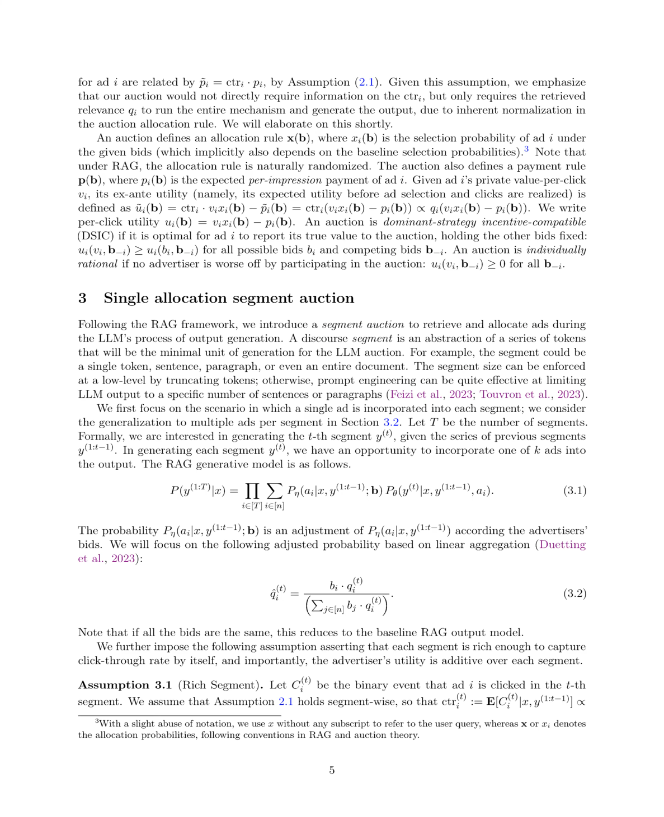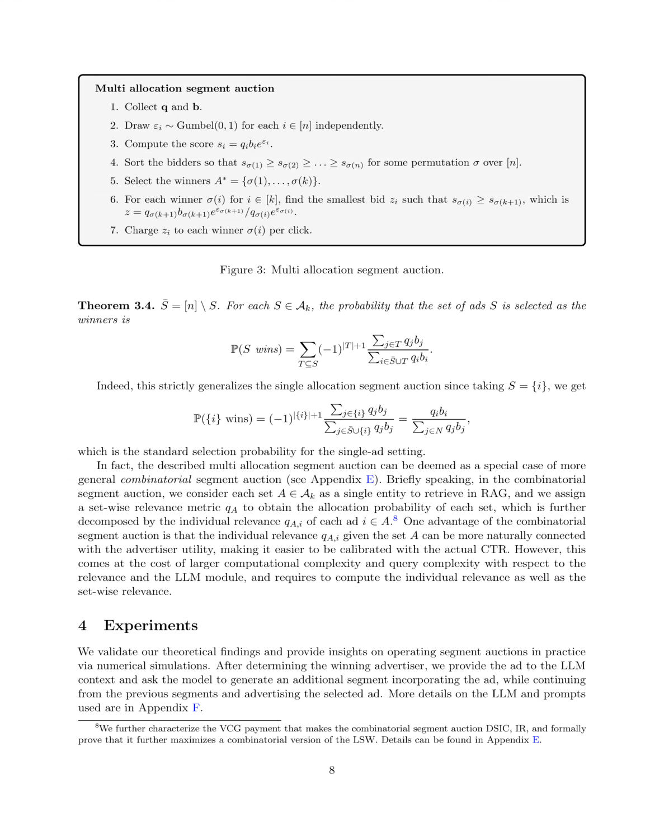The limitations or challenges discussed in implementing the segment auctions for ad allocation in LLMs include the need to ensure that each segment is rich enough to capture click-through rate by itself, as well as the assumption that the advertiser's utility is additive over each segment. Another challenge is the computational complexity and query complexity associated with the relevance and the LLM module in the combinatorial segment auction, which requires computing individual relevance as well as set-wise relevance.